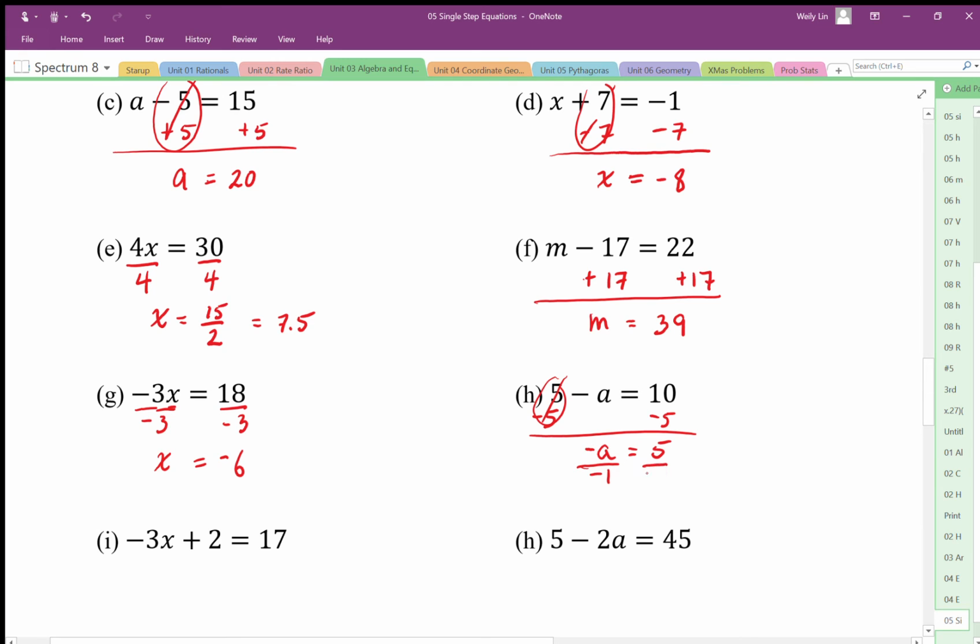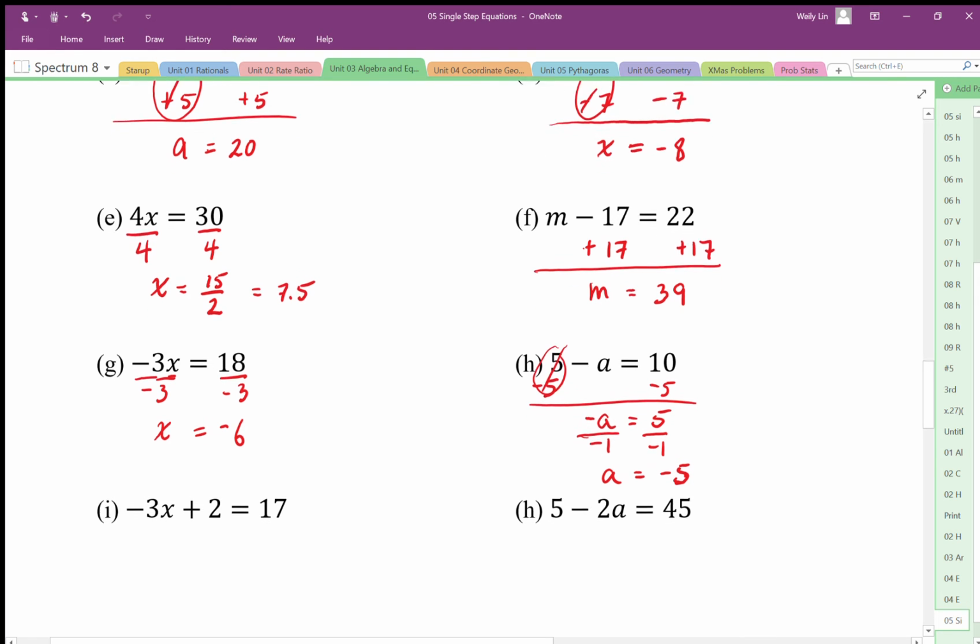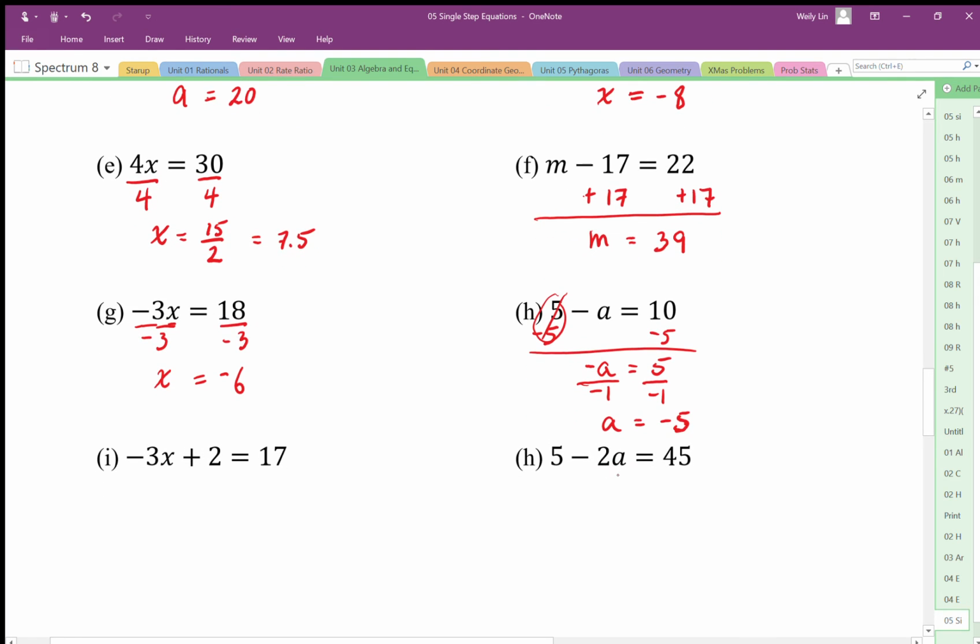I can also undo that by saying, well that's a times by negative 1. I can just divide by negative 1. That leaves me with a. Positive divided by negative gives me the negative 5 that I want. I'll show you how we can do it slightly differently with h, but let's move on here.